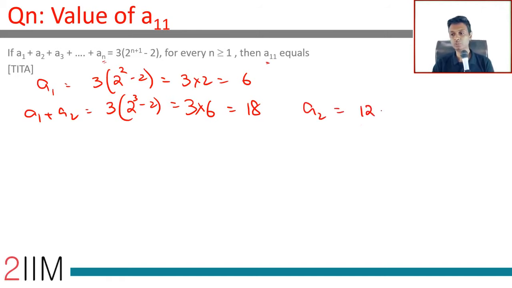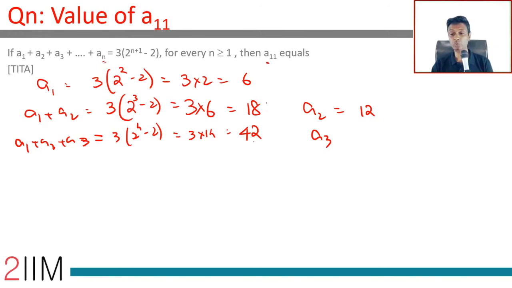So A2 is 12. A1 plus A2 plus A3 is 3 times 2 power 4 minus 2. 16 minus 2 is 14. 3 times 14 is 42. A3 is 42 minus 18 minus 6... sorry, this is A1 plus A2, 42 minus 18. A1 and A2 are 6 and 12. A1 is 6, A2 is 12. Add these two, we get 18. A3 is 42 minus 18, which is 24.